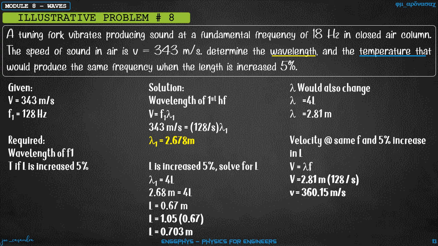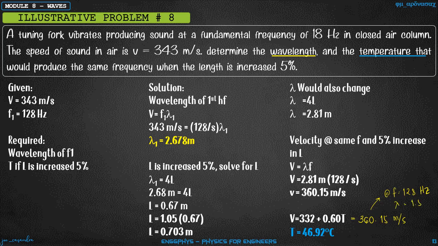That is equal to 360.15 meters per second. And we know that for air, the speed is computed as 332 plus 0.6 times the temperature. So equate the two, and we arrive at a temperature of 46.92 degrees. So again, to get the 46.92 degrees, I equate 332 plus 0.6T to the 360.15 meters per second that we computed, which is the speed at F equal to 128 Hertz and a wavelength with a 5% increase in length. Okay?